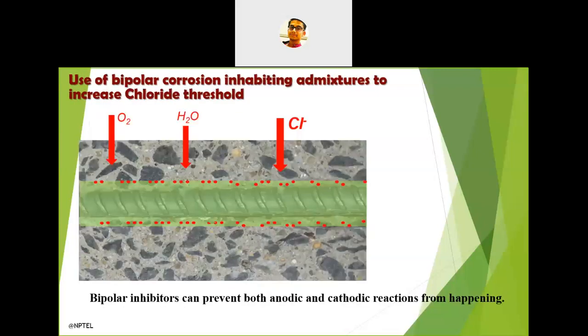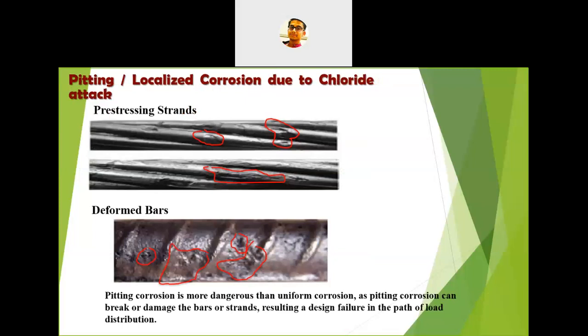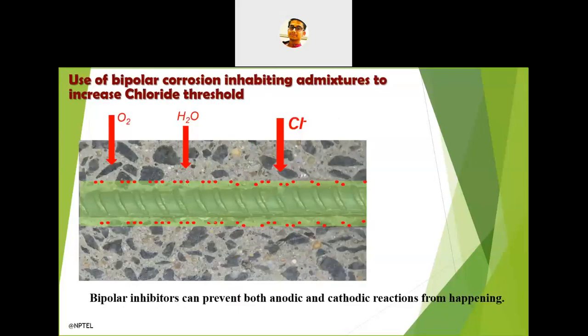So now these types of corrosions, either chloride induced corrosion or carbonation induced corrosion, we may be able to control by using bipolar corrosion inhibiting admixtures. We already used the term corrosion inhibitors in the previous session. We can use corrosion inhibitors as admixtures at the time of mixing the concrete itself. So it comes under the practice of corrosion prevention, not corrosion protection.